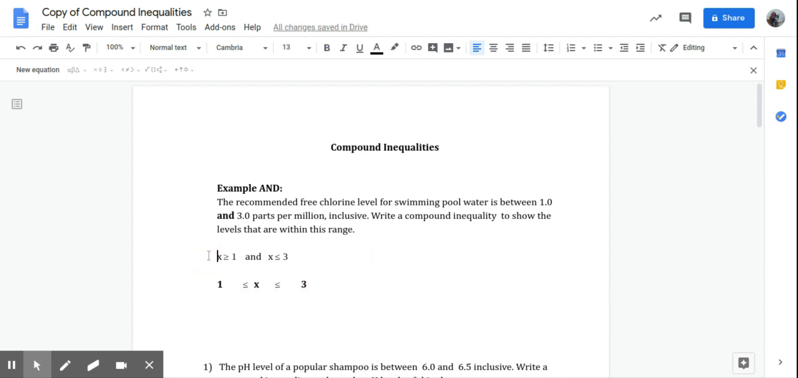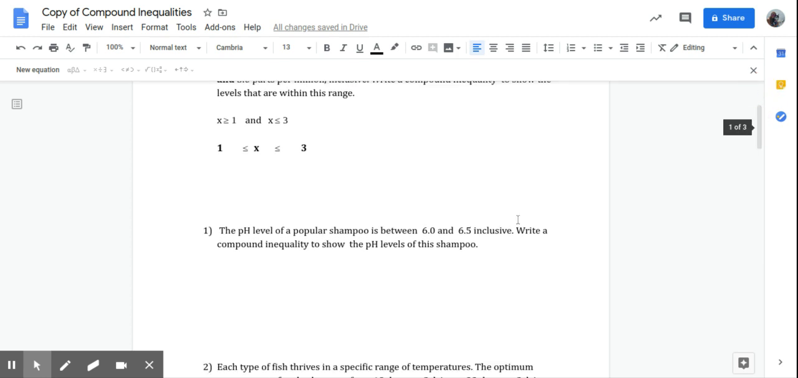You can always start with this beginner level and then move up to the more advanced. Same thing with this one. To start you off, the pH level of a popular shampoo is between 6 and 6.5 inclusive. Write a compound inequality to show the pH levels of the shampoo. So I'll start off the easy way first. So I have X, and we know it's between. Between's going to mean it's going to be an and here. So I'll put and.